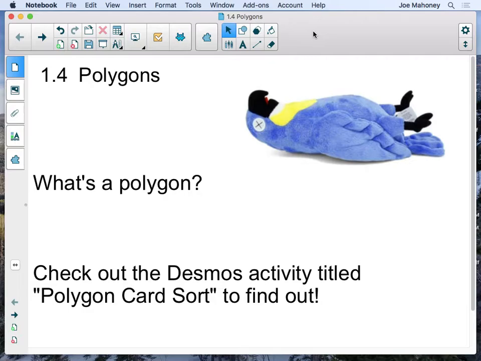Instead, go on Google Classroom and click on the Desmos activity titled Polygon Card Sort to find out what a polygon is.